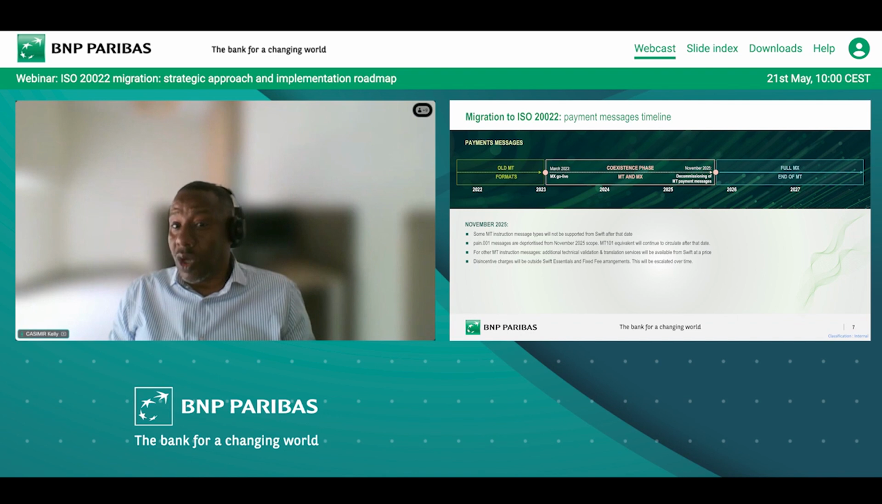This coexistence will continue until November 2025 for the payment, when the legacy MT messages will be fully decommissioned for cross-border payments. After that, only ISO 20022 format will be allowed for CBPR Plus payment flow. Please note that MT101 messages are deprioritized and have been removed from the scope of November. That means that after that date, it will be possible to use PAIN.001 or MT101 messages, which will still be accepted thanks to a translation service provided by SWIFT. This service will be maintained at a price.